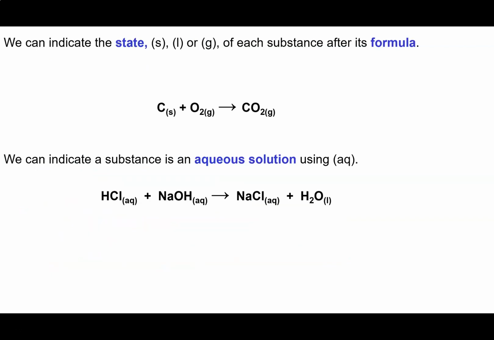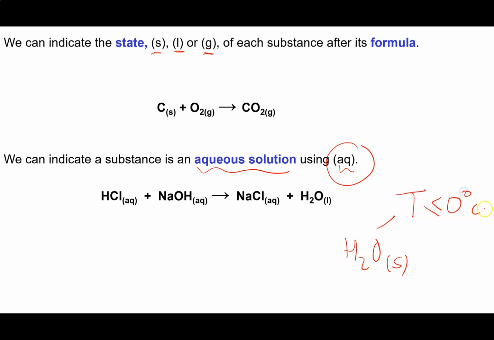We will often indicate the state of each substance after its formula by putting the symbol for the state in parentheses. And often, if the substance is dissolved in water to form what we call an aqueous solution, we'll indicate that with the letters AQ in parentheses after its formula. So it's good to know these things, because if we write H2O as solid, we understand that the temperature is less than or equal to 0 degrees Celsius. And if we have H2O gas, then we know that that is steam and that the temperature is greater than or equal to 100 degrees Celsius.